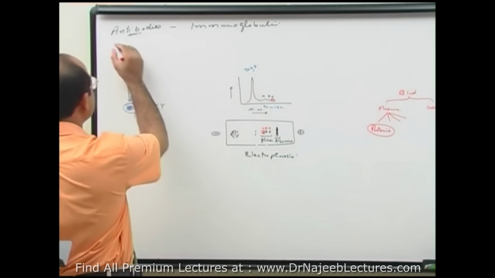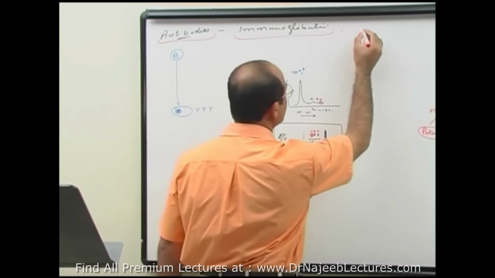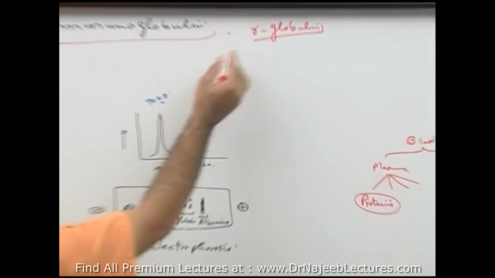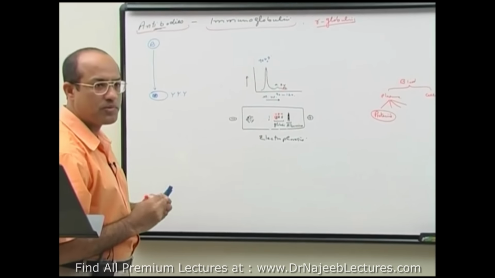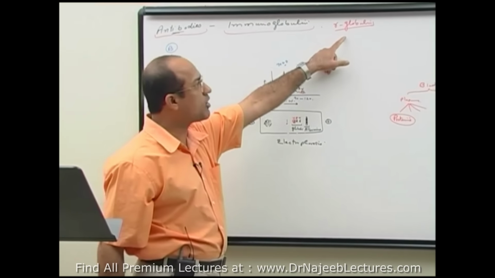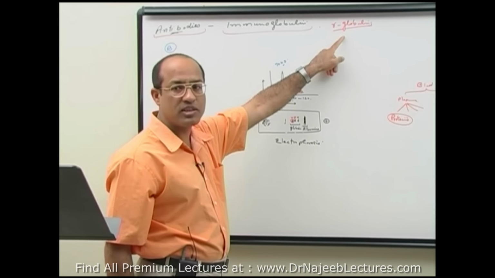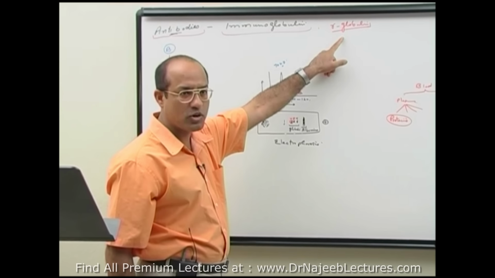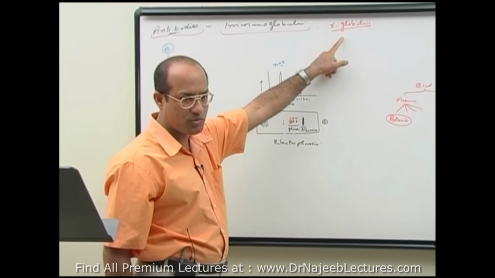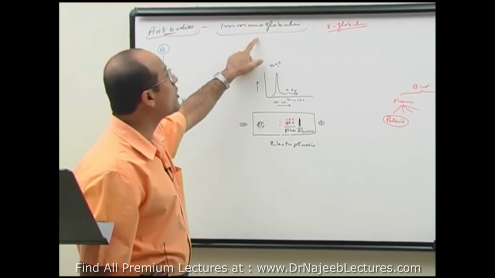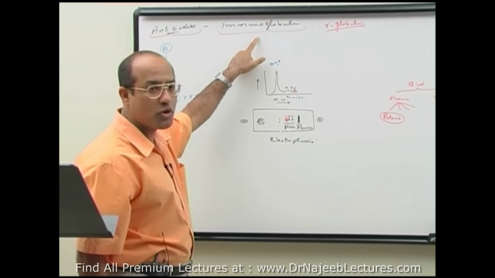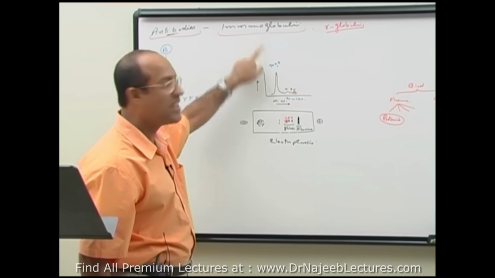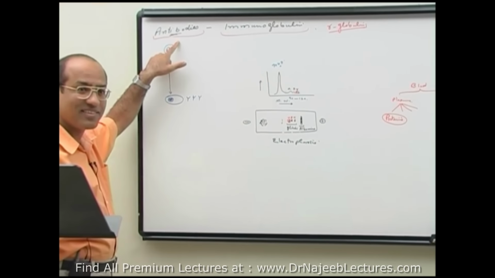So, there are three names. The antibodies, they are immunoglobulins, these are gamma globulins. These are three names for the same type of molecule. Gamma globulins mean those globular proteins which are part of the gamma band on electrophoresis of plasma protein. Immunoglobulins mean those globulin proteins which have immune function. They are also antibodies. And what are antibodies?